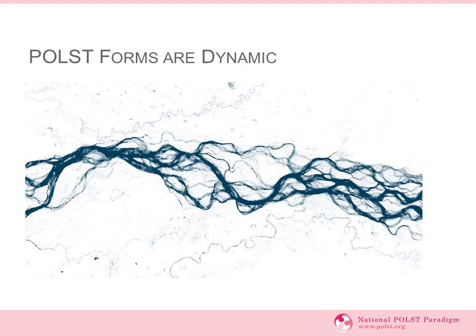POLST forms are not one-and-done documents. We recognize that things change over time, including a patient's prognosis, health status, and what they find appropriate in terms of their quality of life or their goals or what they want to accomplish. Treatment options can change, and preferences for treatments may change. So the form is intended to be dynamic, reflecting the patient's current wishes about the medical treatments he or she wants to receive.